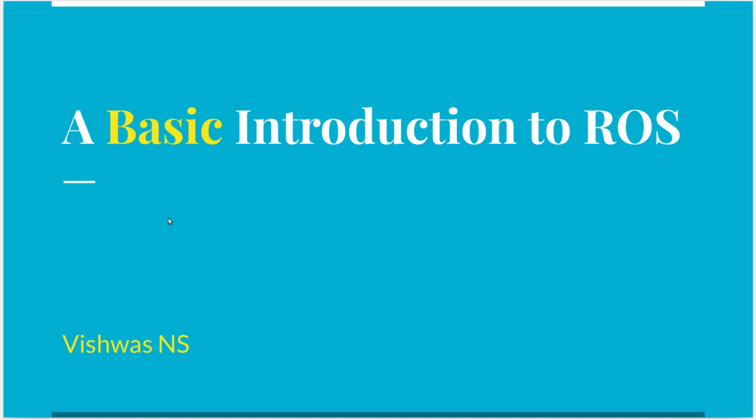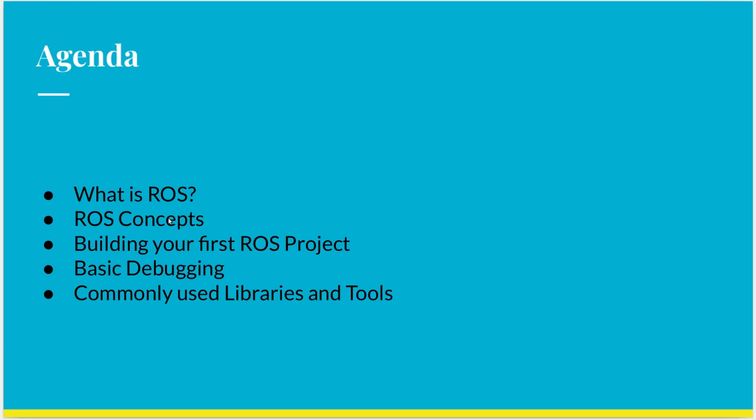A little bit about myself. My name is Vishwas Enes. I'm a 4th year computer science student. I've been working with ROS since my first year in PES, and I worked on multiple projects involving autonomous navigation and mapping for robots.